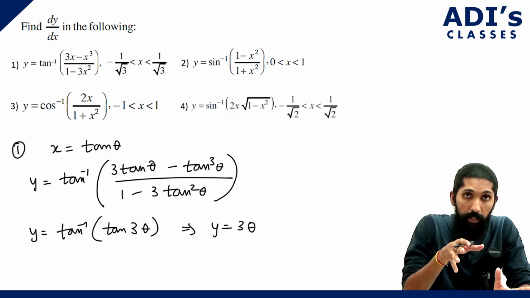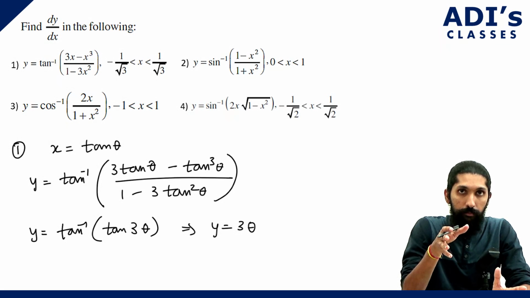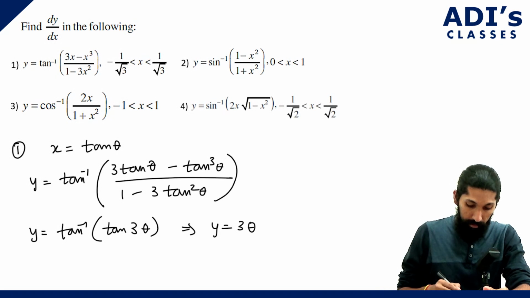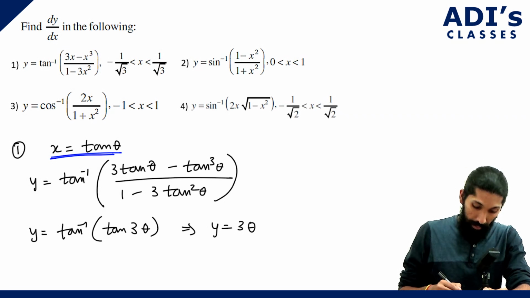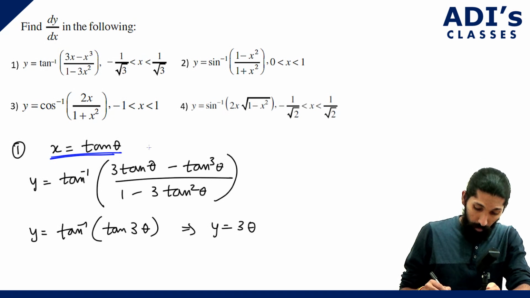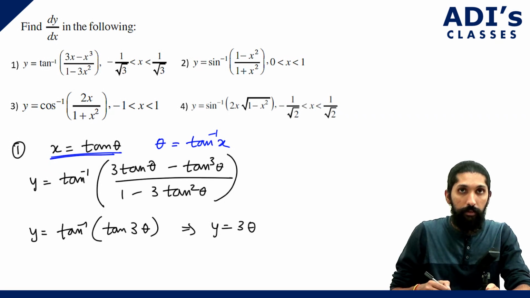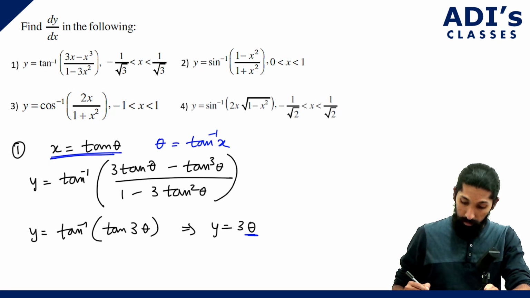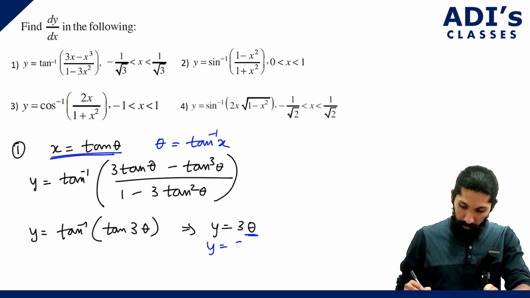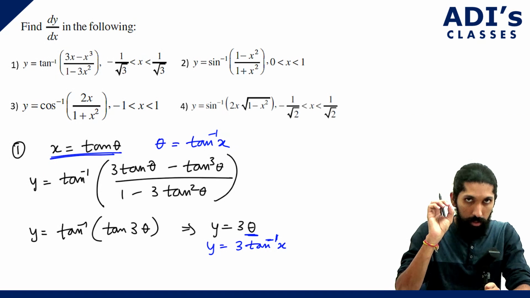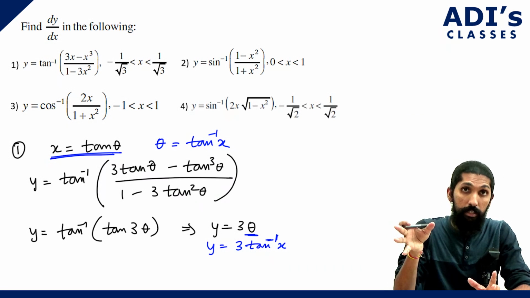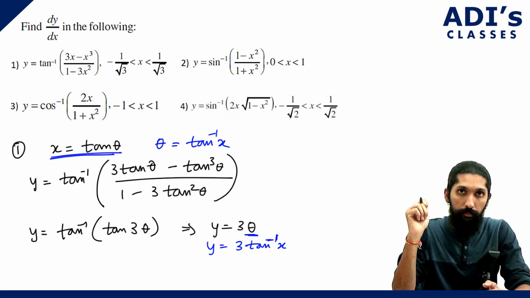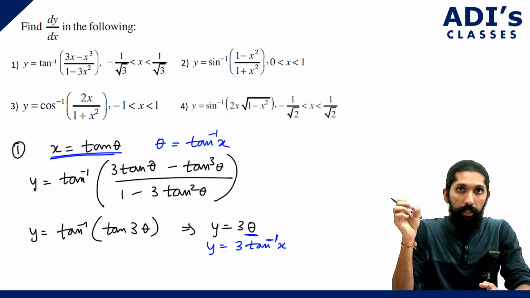So see, x is equal to tan theta. So what is theta? Tan inverse of x, isn't it? That means what I'm looking at is this part. x is tan theta, so theta will be equal to tan inverse of x. So you substitute this theta as tan inverse x. That means you get y is equal to 3 tan inverse x. This is just the value of y. This is not y dash or dy by dx. So we need to calculate dy by dx.